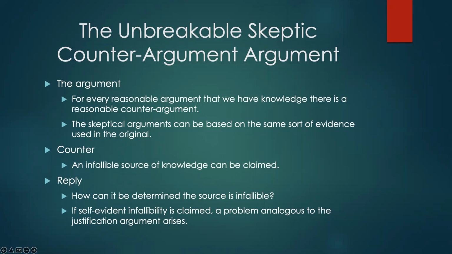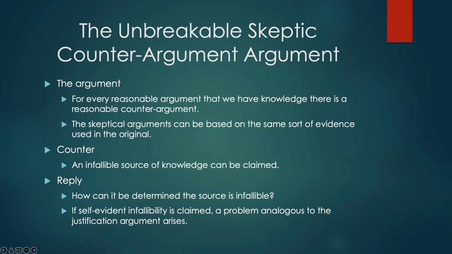Okay, so we're looking at skepticism, and we saw that a general skeptic says you can know nothing. The classic skeptic says you can know nothing. And there are varying degrees, we saw, that say you can know certain things but not other things. But the general definition of skepticism is the denial that we can know things. And these can all be summed up in the notion of the unbreakable skeptic.